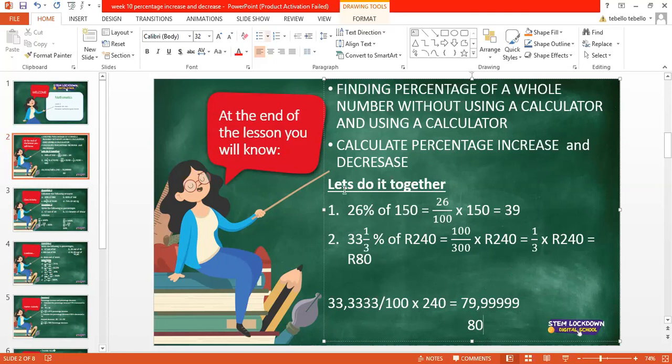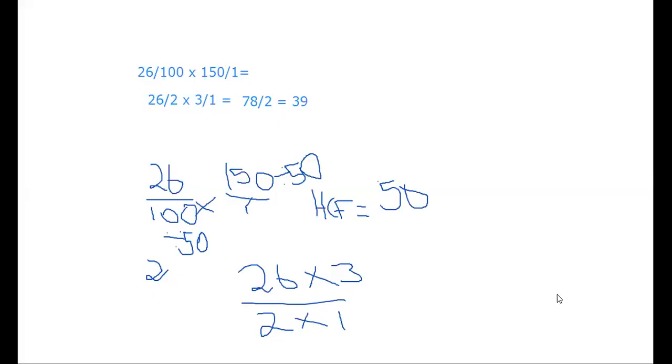But let's try doing it without the use of a calculator, right? So let's clear this one because we are already done with it. Now we will do the second one. How much did we have? We have 33.333 over 100 multiplied by 240. But since we are working with fractions, this whole number will convert to a fraction, so we'll have 240 over 1 multiplied by 33.333 over 100, because a percentage equals 100.